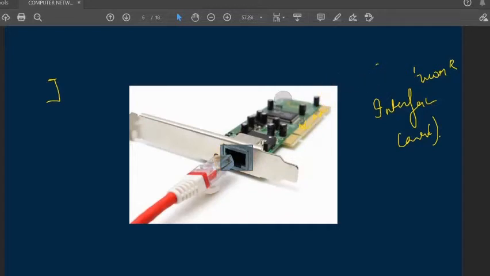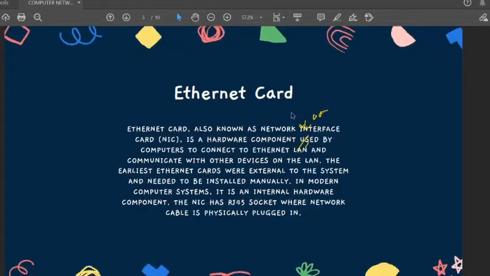And I have just shown this image because we all have used this cable. We all have used it for connecting the LAN or for transferring any data. This is known as the Ethernet card or NIC card. Okay, so this is all about the Ethernet card. What does it do, what are the functions? It is a hardware component used by computers to connect to Ethernet LAN and communicate with other devices on the LAN.